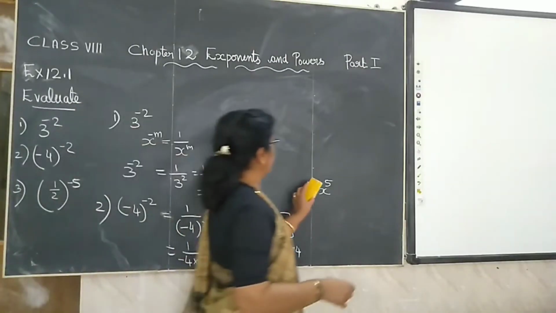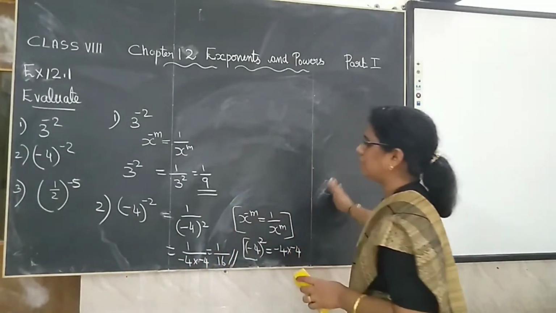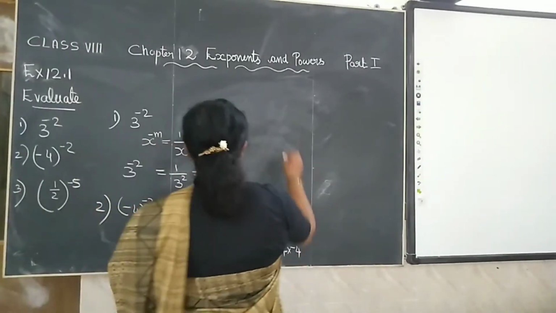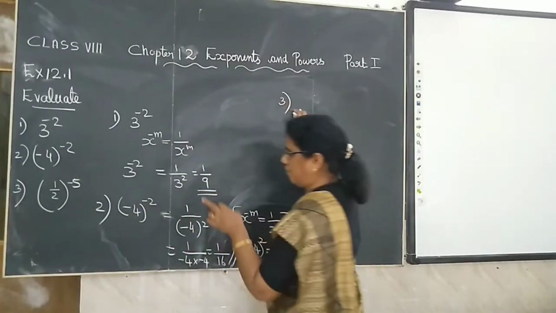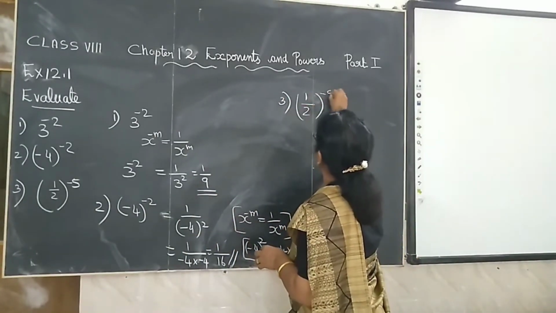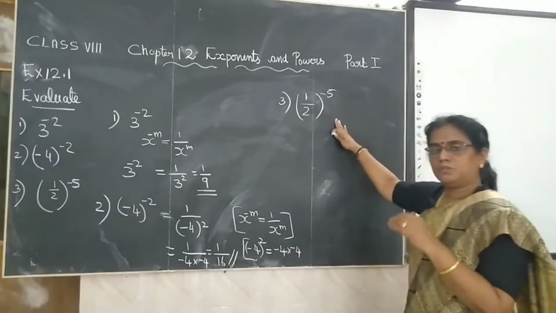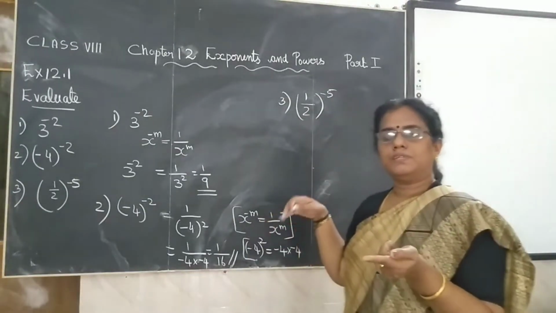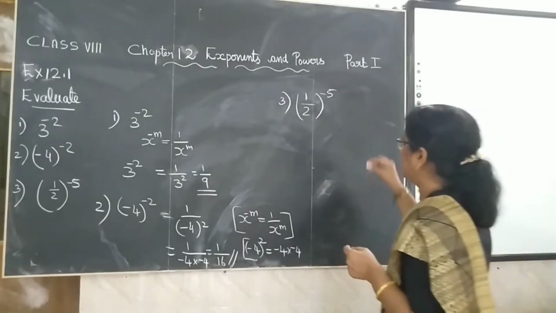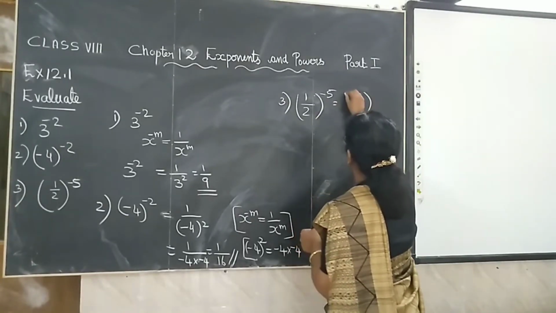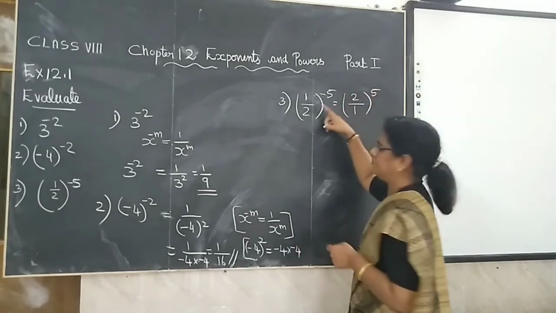Now the next question, that is (1 by 2) whole raised to minus 5. Here also, in most of the cases, if the power is negative, first we will change the power to positive. Therefore 1 by 2 becomes 2 by 1 whole raised to 5.